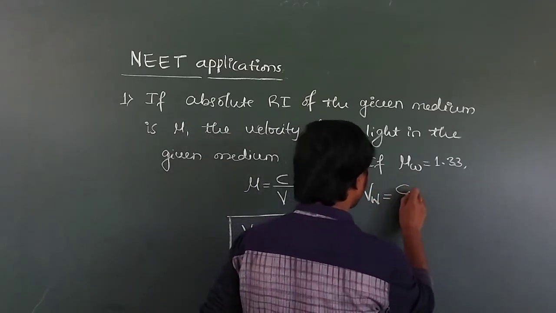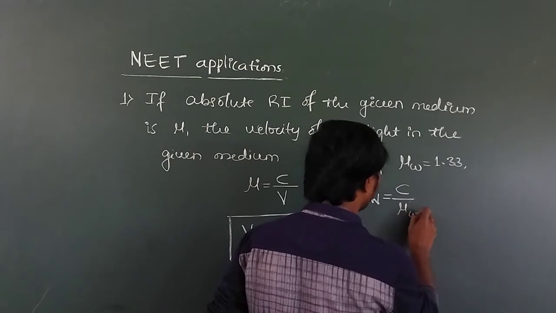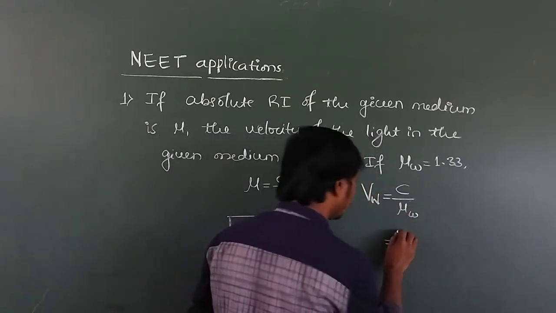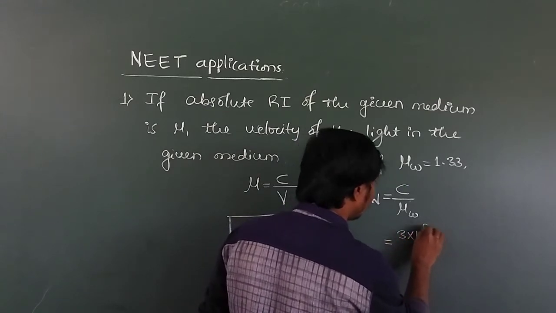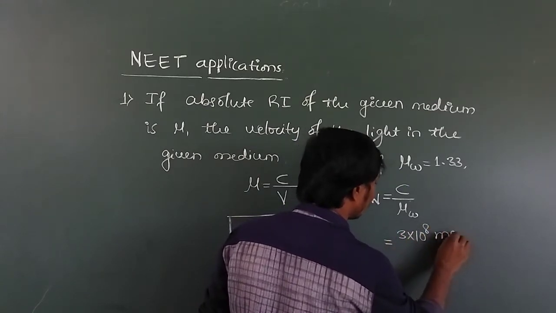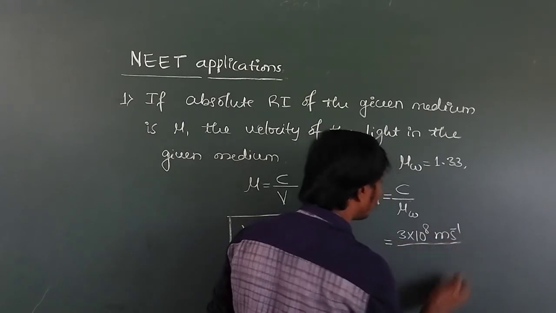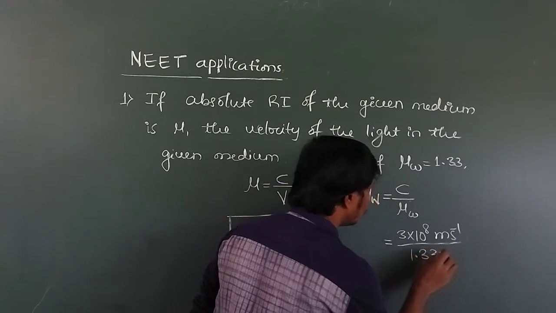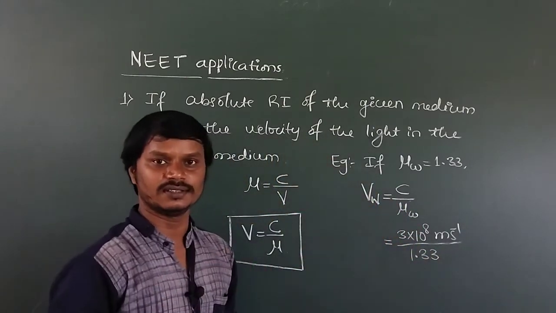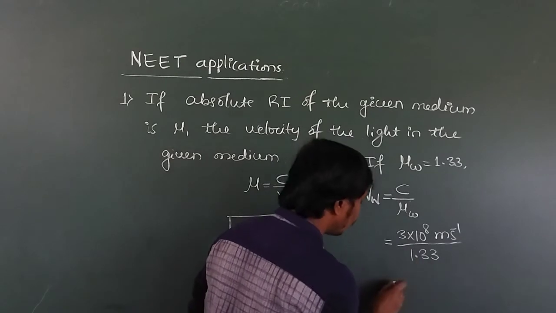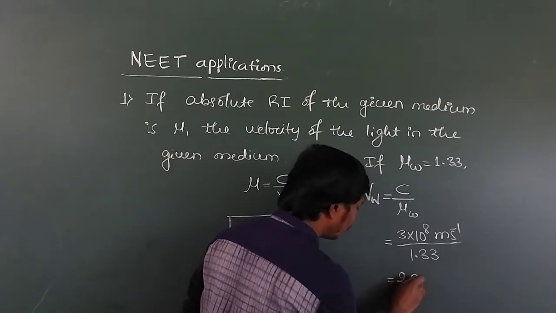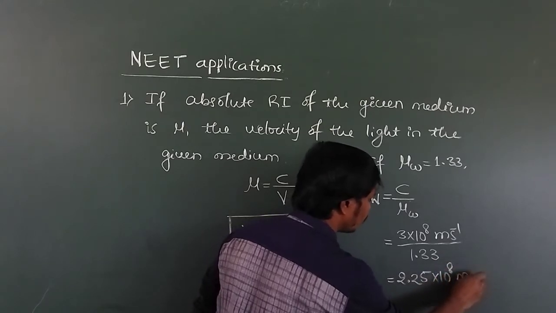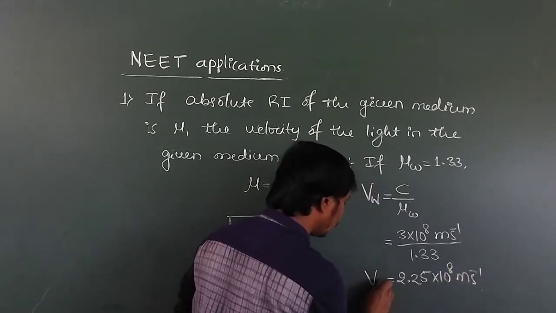Then C by the refractive index of water. What is the value of C? That is 3 into 10 to the power of 8 meter per second. And what is the refractive index of water? That is 1.33. Hence the refractive index has no unit. Then 3 by 1.33, you will get the answer about 2.25 into 10 to the power of 8 meter per second. So what is the velocity of light in the water medium?